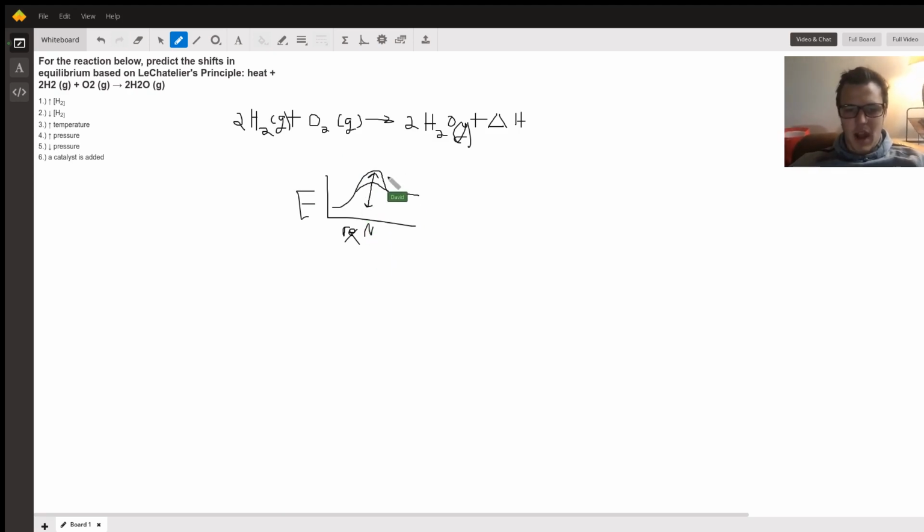Your catalyst only reduces the energy required to get to your products. And what I have shown here, in terms of your energy, would be an endothermic reaction because your products are higher in energy than your reactants. And actually, I should probably be showing this in terms of delta G, so I'll fix that real quick.